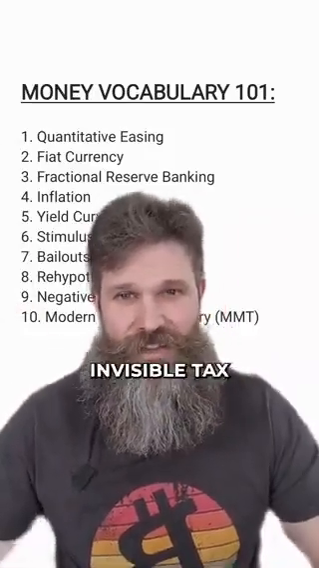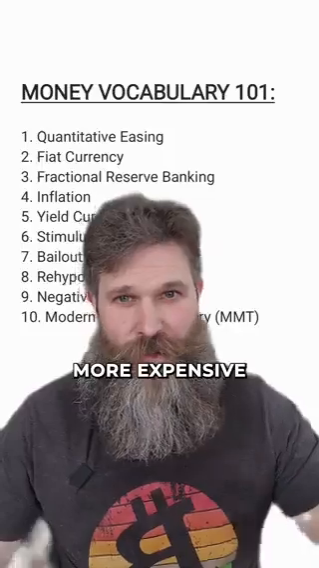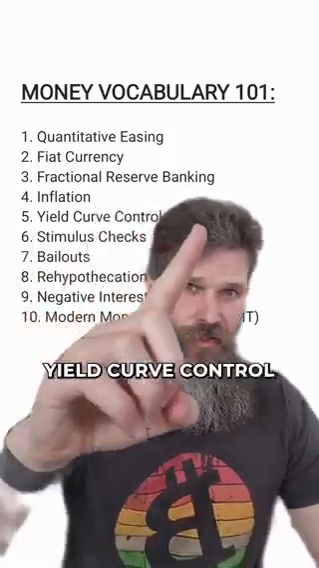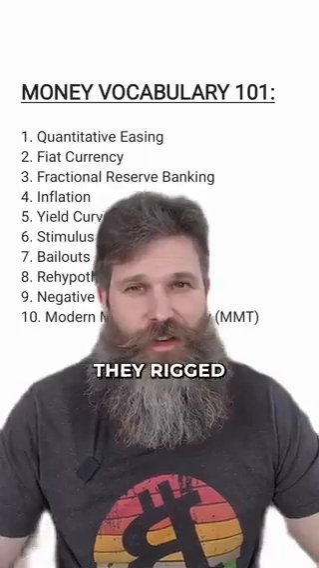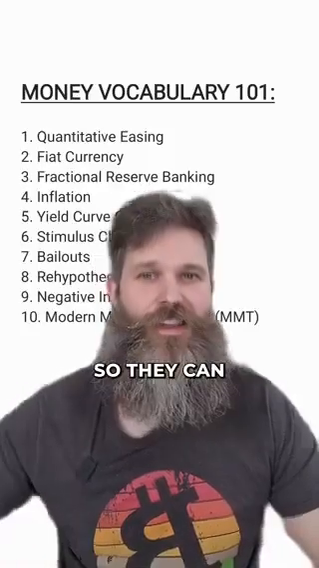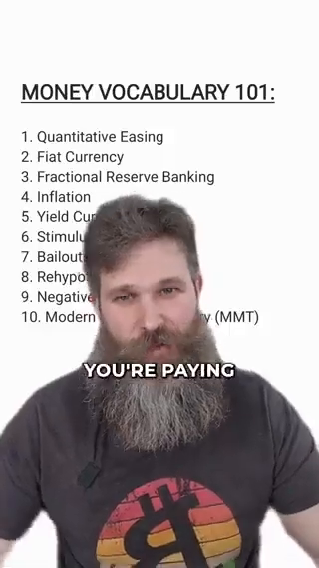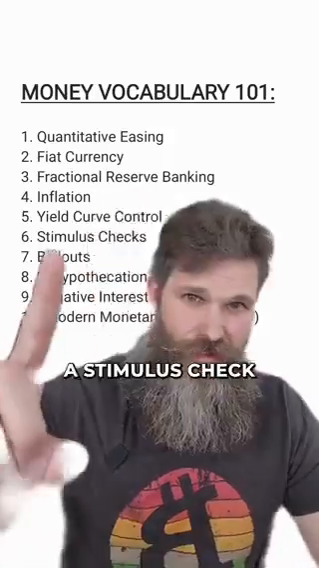It's an invisible tax that makes everything that you need more expensive and also increases the value of all our assets. Yield curve control. That's another way to just say that they rig the interest rates in their favor so they can keep doing all this money printing and sustain insane levels of debt while you're paying 20% interest on your credit cards. A stimulus check.